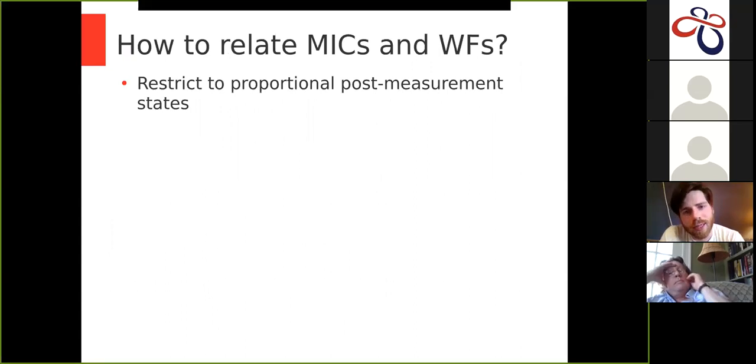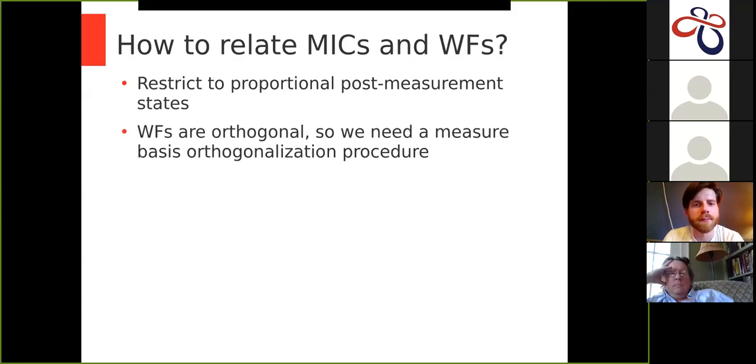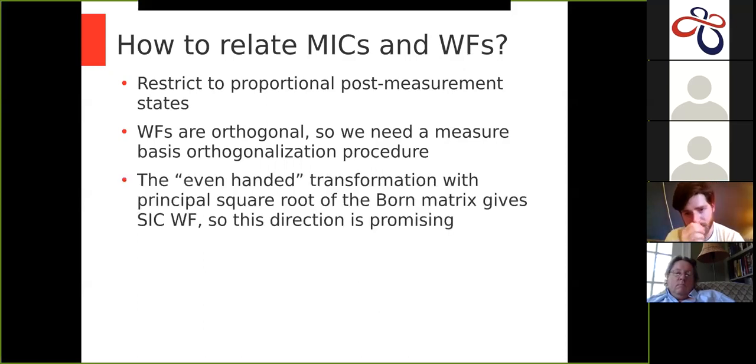Okay, so how do we relate Meeks and Wigner functions? I actually gave a hint earlier when I talked about the even-handed split. First of all, I want to say that I'm going to restrict the Born matrix to be the one that you obtain from the proportional post-measurement state. So that's when sigma_i is just the renormalized version of the effect of the Meek, or in the ground-sky picture that I drew earlier. So Wigner functions are orthogonal. Therefore, what we're looking for is an orthogonalization procedure within the measure basis framework. The even-handed transformation that I talked about at the end of a few slides ago, with the principal square root of such a Born matrix, gives the Seek convention that we were looking for. So this direction is promising.